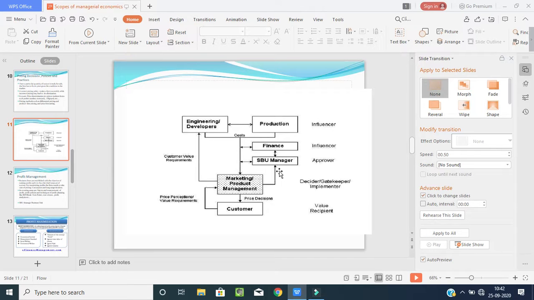So these are the things you are going to learn. These SBU units will get the data from the marketing persons. They'll collect it and take the decisions as implementers, and their main motto is to bring the valuation from the customer, the price perception with value requirements. Then they will go for manufacturing goods. By seeing the customers' demand, price decisions and policies will be made. So this diagram is very, very important for one and all.